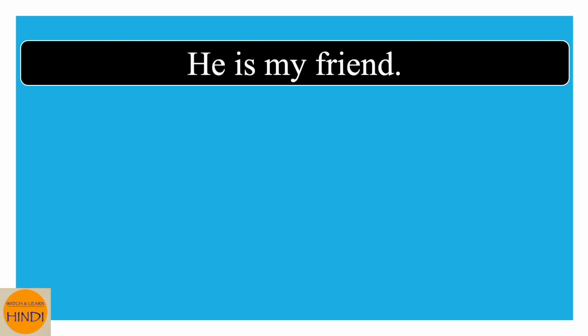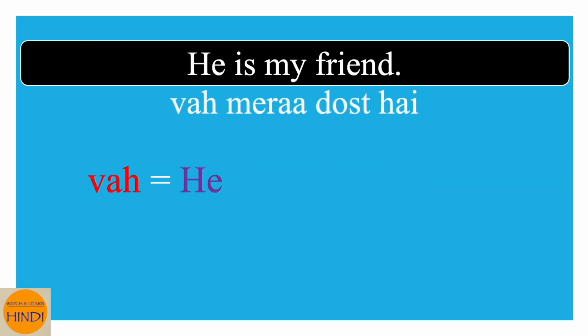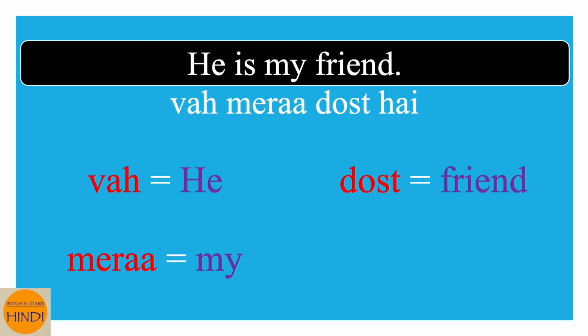He is my friend. Vah mera dost hai. Vah, here is he. Mera is my. Dost is friend, and hai corresponds to is. Here, mera is the masculine version, and because the English sentence is he is my friend, we are using mera. Vah mera dost hai, he is my friend.